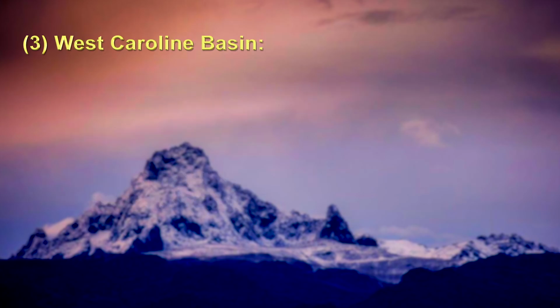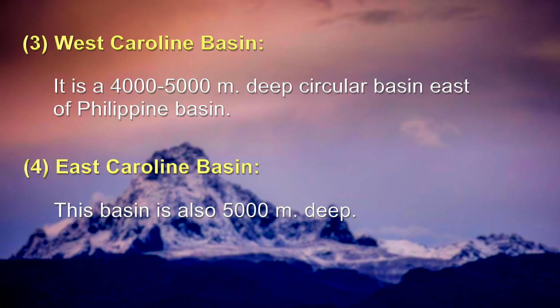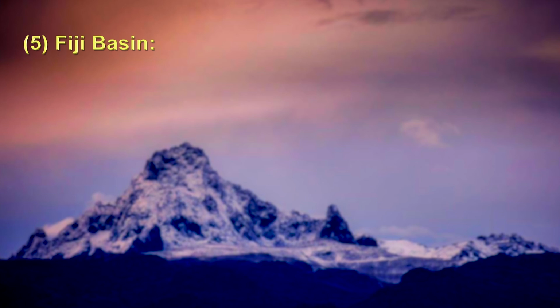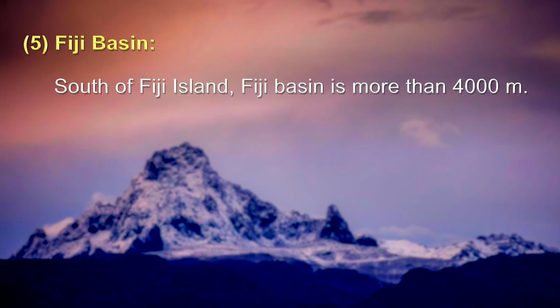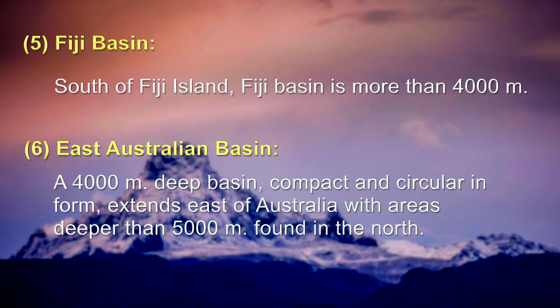West Caroline Basin. It is a 4,000 to 5,000 meters deep, circular basin east of the Philippine Basin. The East Caroline Basin, this basin is also 5,000 meters deep. Fiji Basin, south of the Fiji Islands, is more than 4,000 meters deep. East Australian Basin, a 4,000 meters deep basin, compact and circular in form, extends east of Australia with areas deeper than 5,000 meters found in the north.